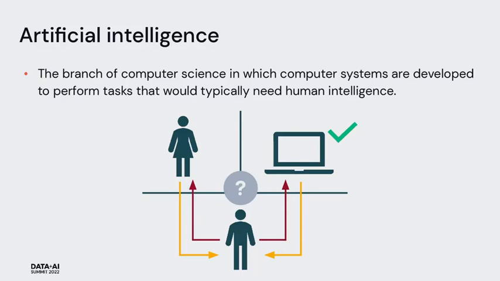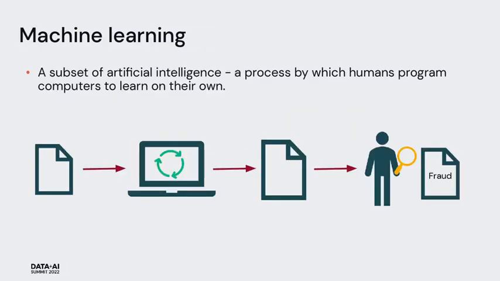What is artificial intelligence? In essence, artificial intelligence is a branch of computer science in which computer systems are developed to perform tasks that would typically need human intelligence. AI is a broad field, and there are a lot of subcategories. We'll talk about two of them right now: machine learning and deep learning. Machine learning is a subset of artificial intelligence. The goal of machine learning is to learn patterns in your data without explicitly programming them in.